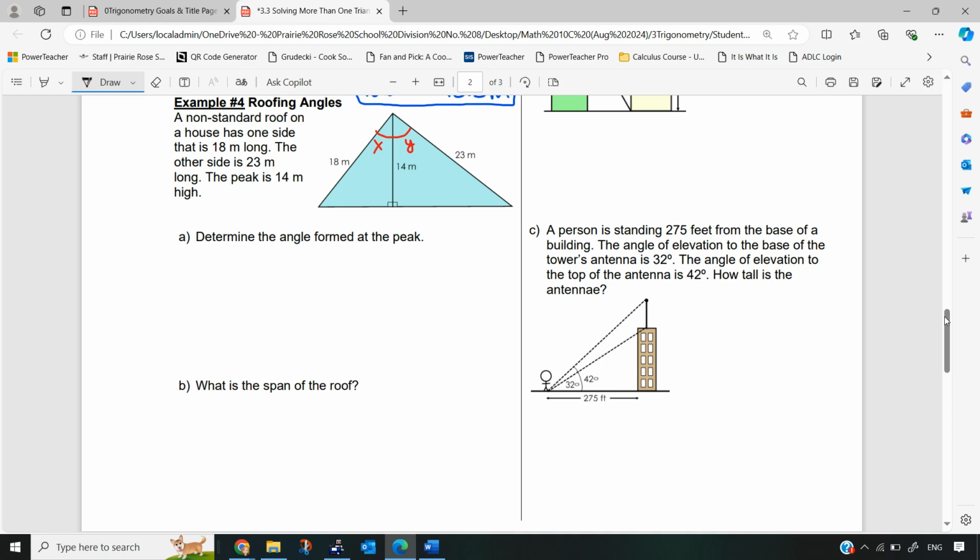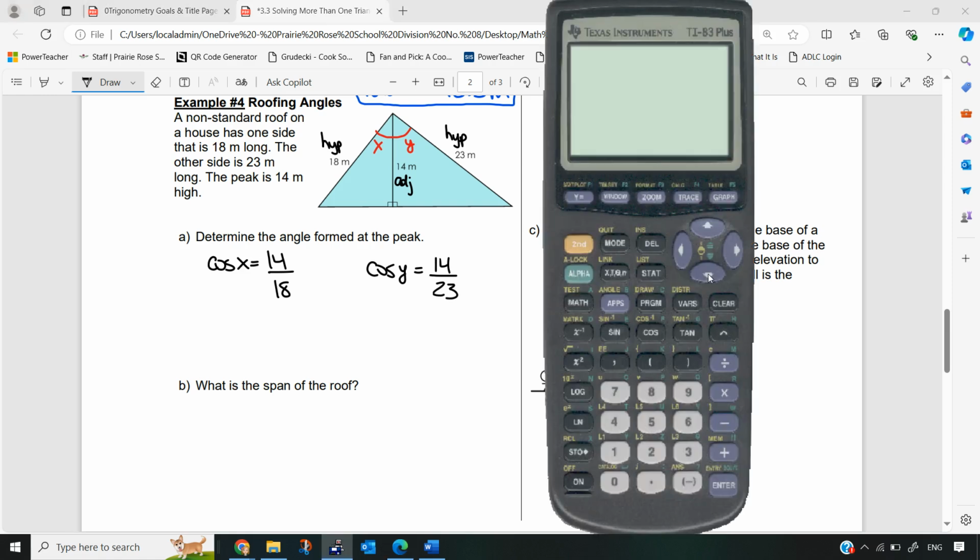Again, we start by labeling our triangle. So we're going to have 14 is my adjacent and 18 is my hypotenuse. For angle y, 14 is also my adjacent and 23 is my hypotenuse. So in both cases, we're going to be working with cos. So cosine of x would be 14 over 18 and cosine of y will be 14 over 23. Remember, we only use the inverse when we're looking for an angle. So we're going to do inverse cos of 14 over 18. That gives me 39 degrees. And then the inverse cos of 14 over 23 will give me 53 degrees.